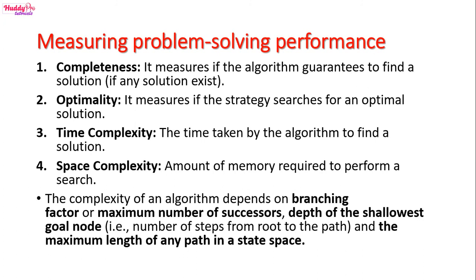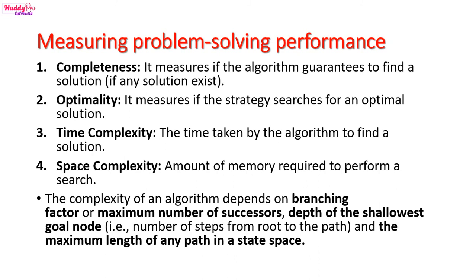Then optimality. This one measures if the strategy searches for an optimal solution. So we are checking whether our algorithm can find the best solution. Then time complexity. This is the time taken. How long does our algorithm take to find a solution? And space, we are looking at the amount of memory that the algorithm will require, the space on the computer memory. How much memory is required by our algorithm to perform a search?